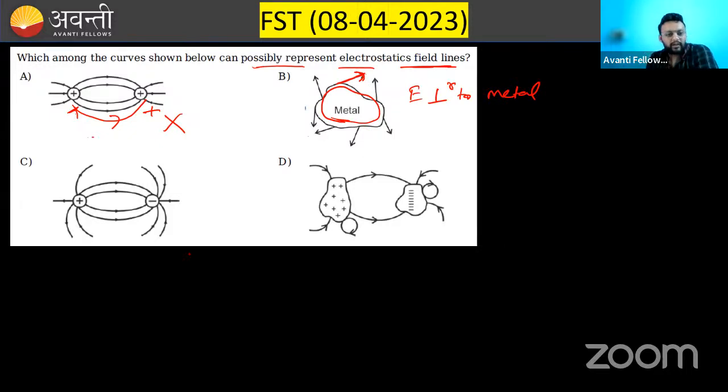Now talking about C, field lines are emerging from the positive charge. That's good. And they are terminating at the negative charge. Field is coming into the negative charge, emerging from the positive charge. So C is correct.